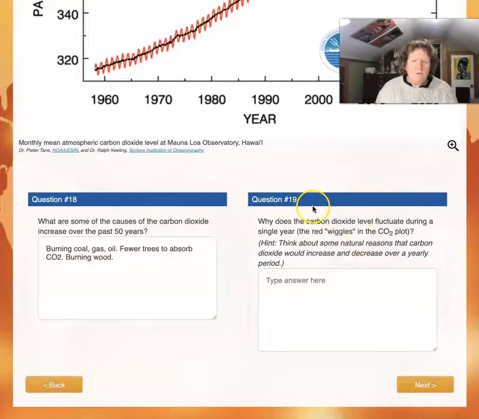We talked about question 19, where there's a lot of photosynthesis in the summer in the northern hemisphere, and that pulls the global carbon dioxide down, where in the winter there's not as much photosynthesis, so we have more carbon dioxide in the atmosphere.